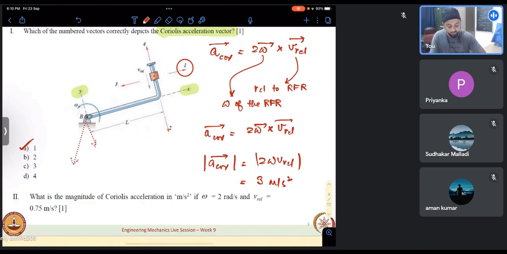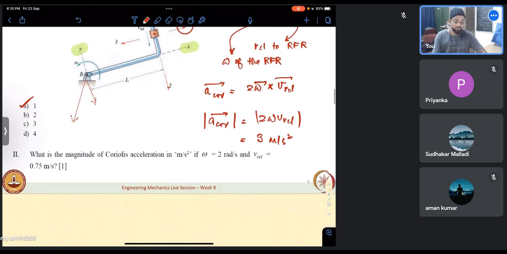So in order to account for its acceleration from the fixed frame, we need to add one Coriolis acceleration component as a correction to this, because this relative velocity is with respect to the rotating frame. So this is something to be kept in mind.